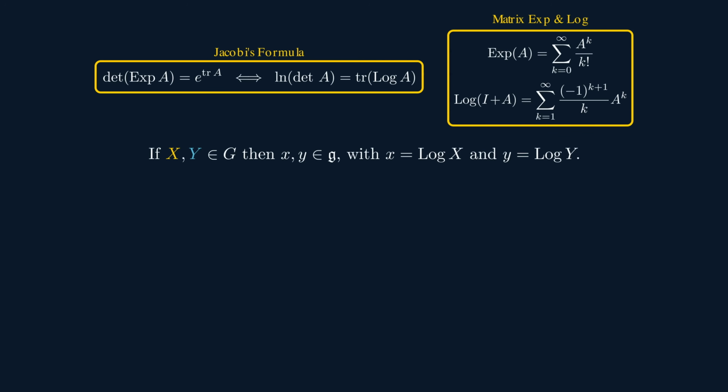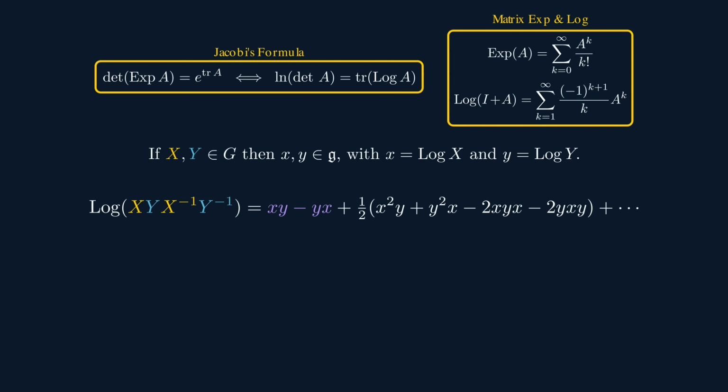And it actually comes from this formula that you can derive by expanding the logarithm of x times y times x inverse times y inverse. And so that's like the group commutator of matrices x and y. If you expand the logarithm of that, you get x times y minus y times x plus a bunch of other stuff. But if you package xy minus yx into this bracket notation, that gives you what's known as the Lie bracket. And that is the standard operation that we use on a Lie algebra.